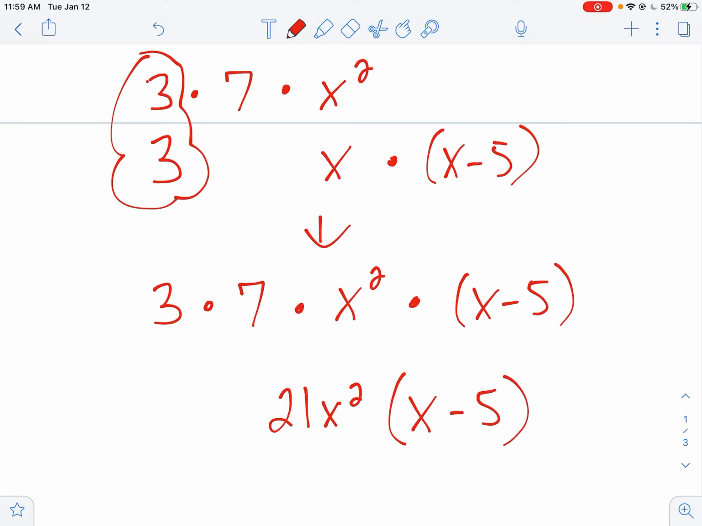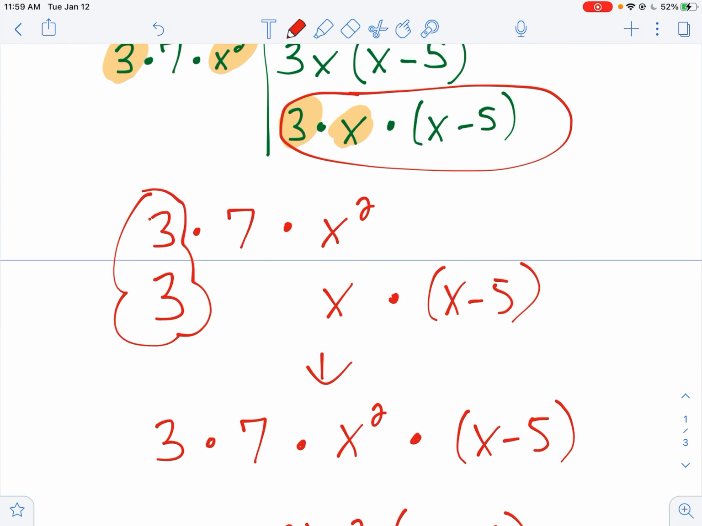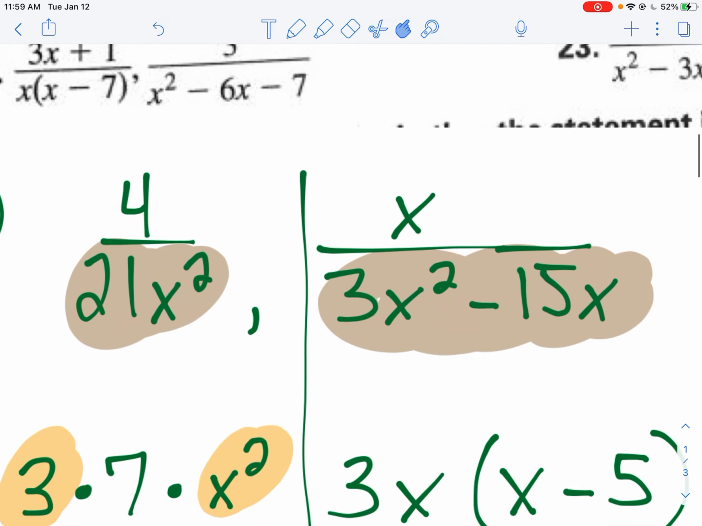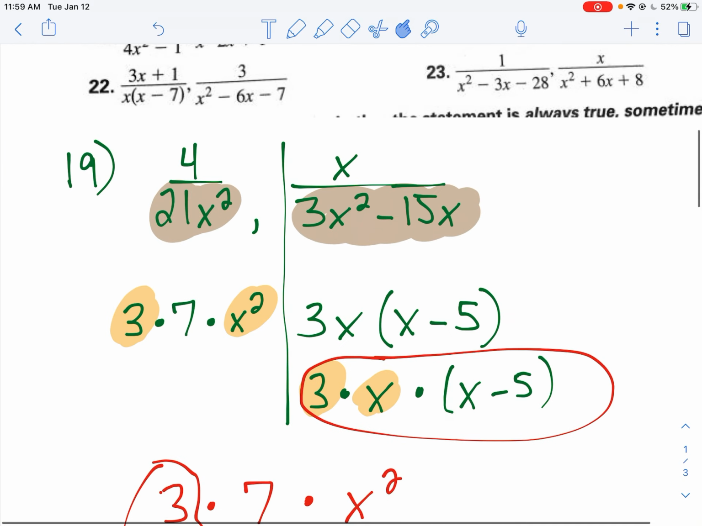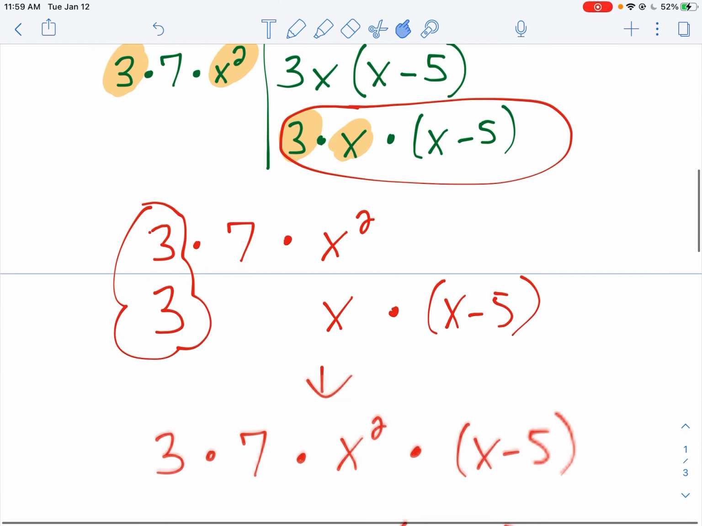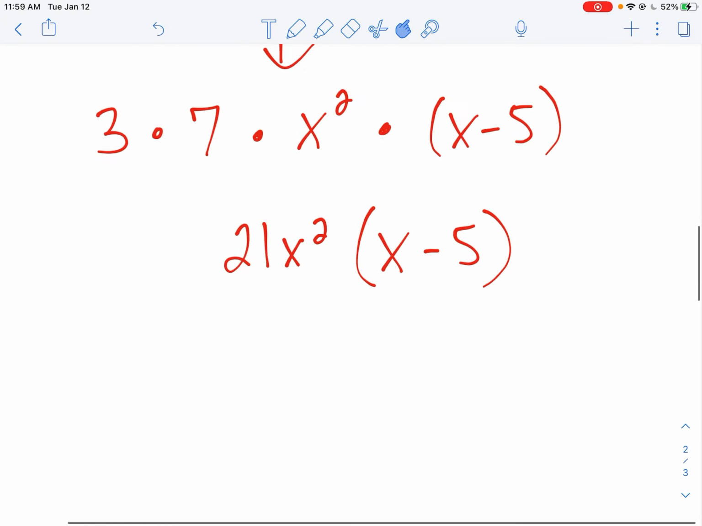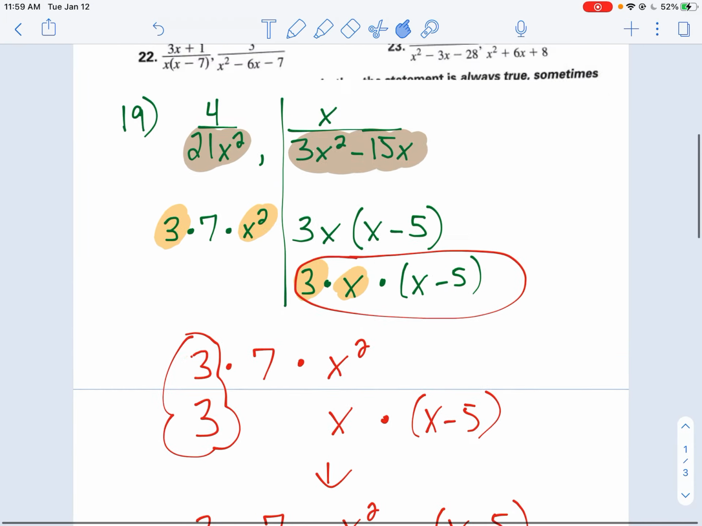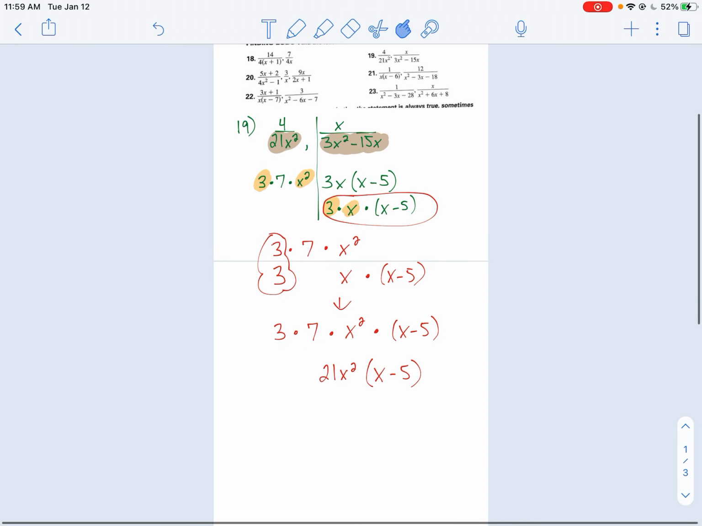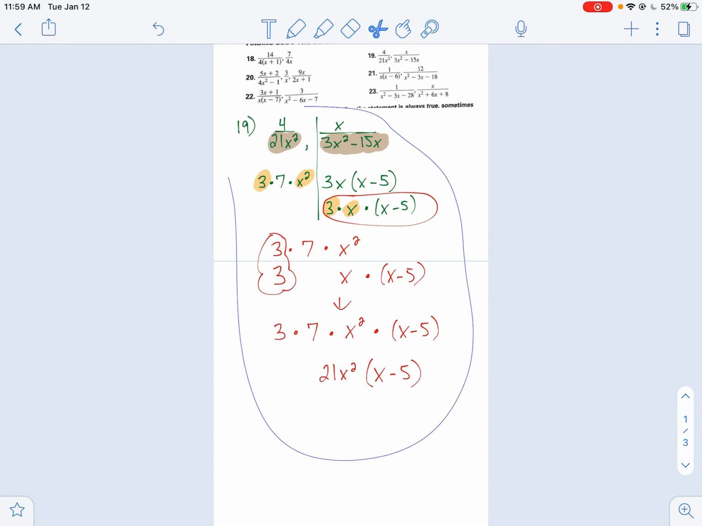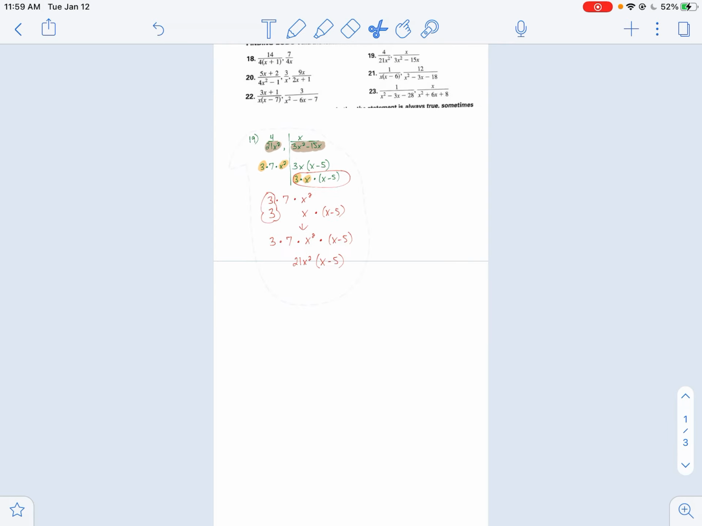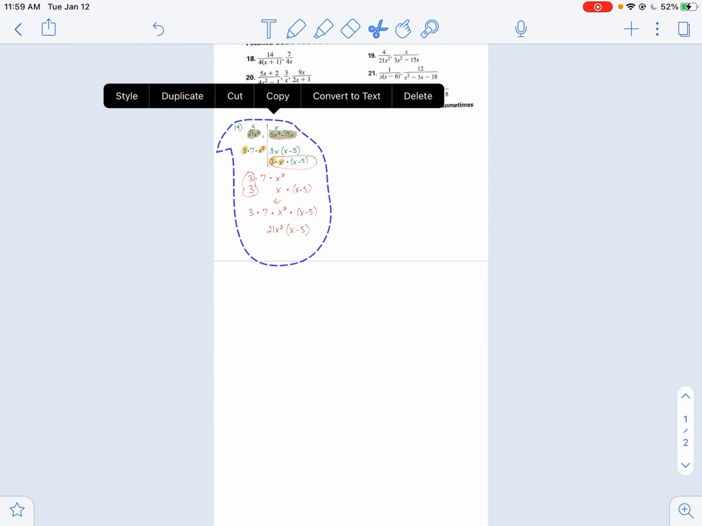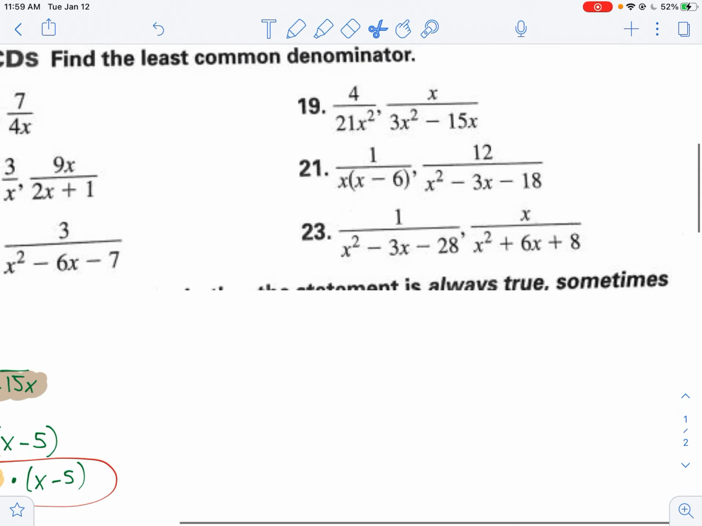This would be my lowest common denominator between 21x squared and 3x squared minus 15x. The lowest common denominator is going to be 21x squared times x minus 5. These aren't super easy. I don't want you to think that I'm trying to say that this is really easy. It isn't. But you just want to go through your steps. And if you go through your steps, it's not as difficult as it seems.